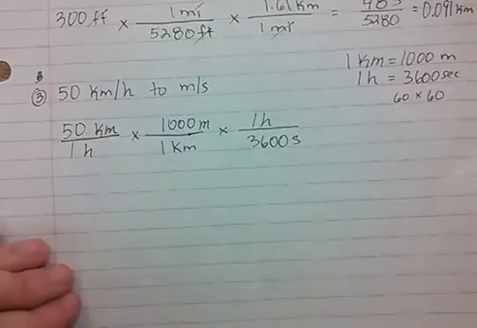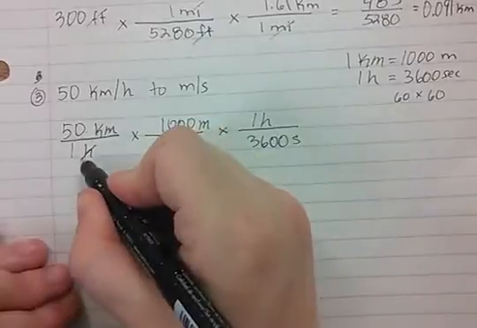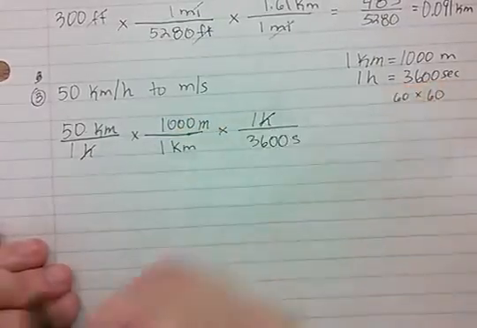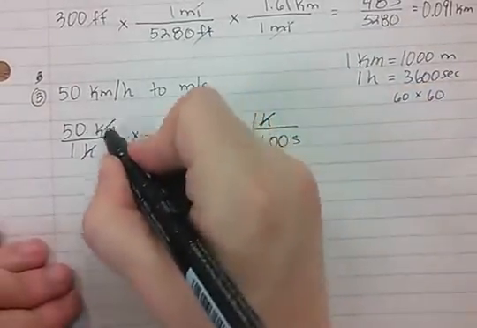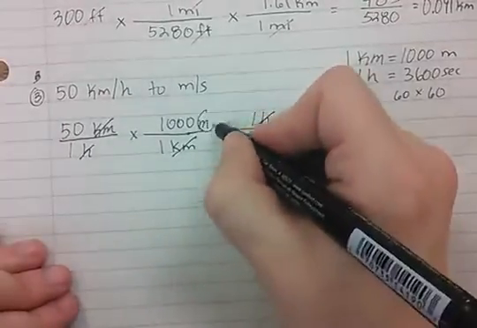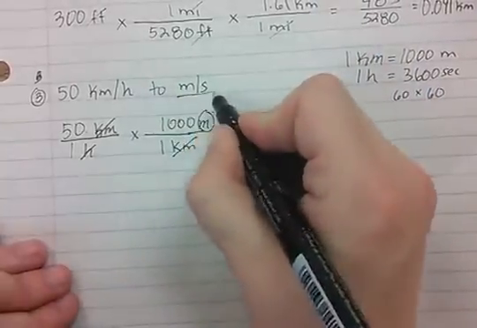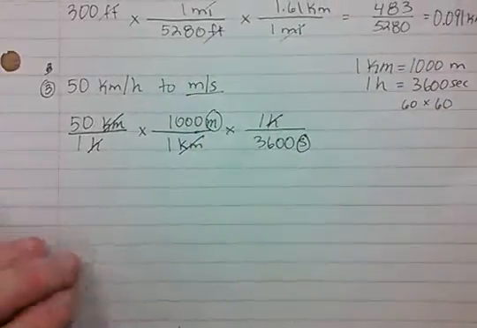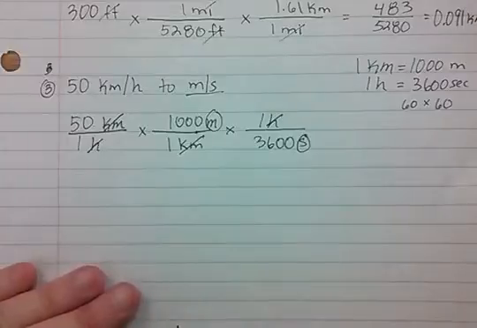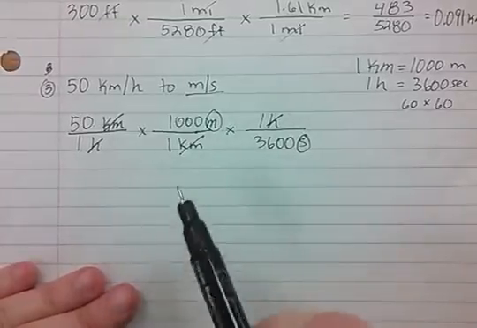So let's cancel out repeated units on top and bottom. So this H cancels out with this H. Remember, that's hours. This kilometers cancels out with that kilometers there. And we end up with meters over seconds, which is what we want to end up with. Meters per second, M/S. Now we do what we normally do. We multiply everything on the top, divide by everything on the bottom.